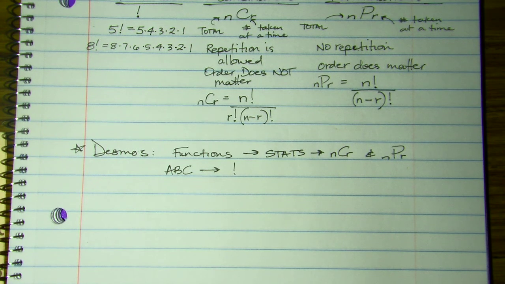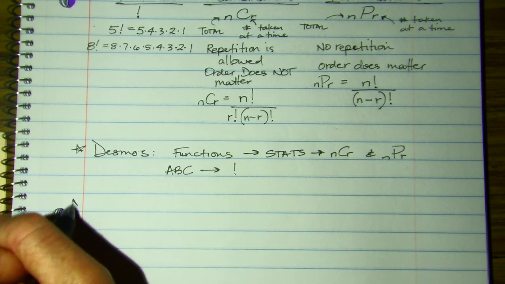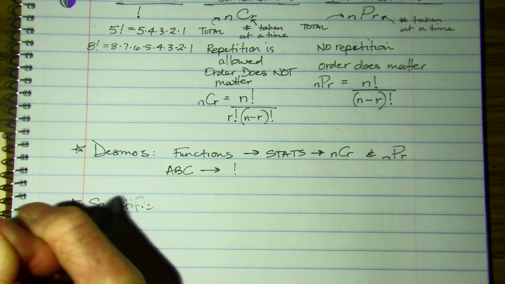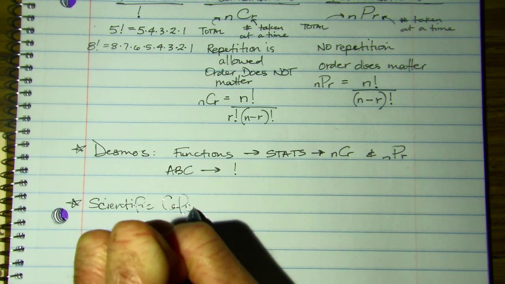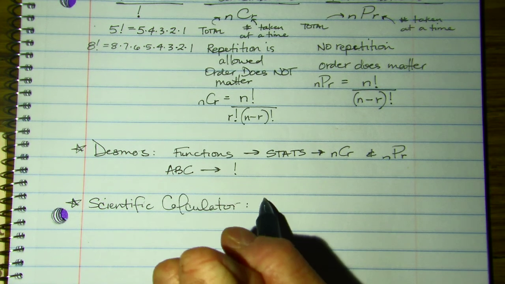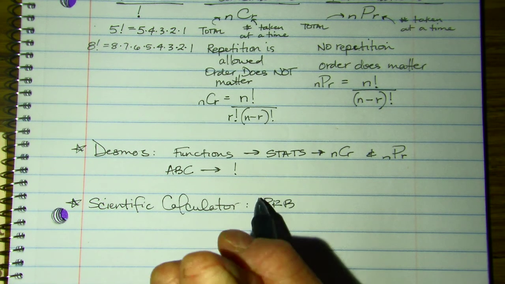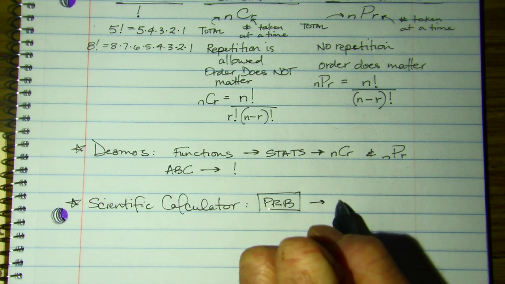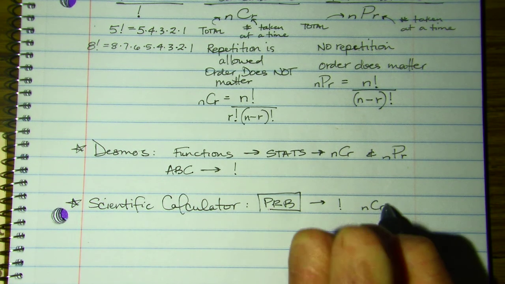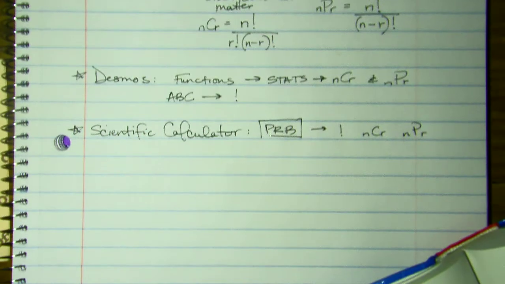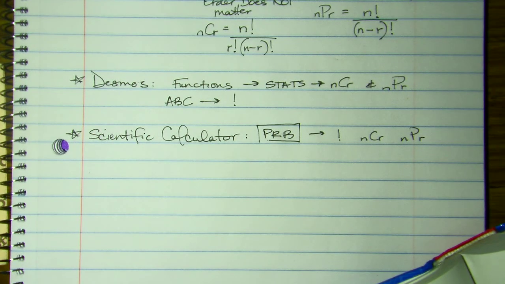If you're using a scientific calculator like the ones in my classroom, then you have to hit a button that says PRB. If you hit that button, then all three appear, the factorial, the NCR, and the NPR. So it just depends on what you're using. I would suggest Desmos since you all have it.